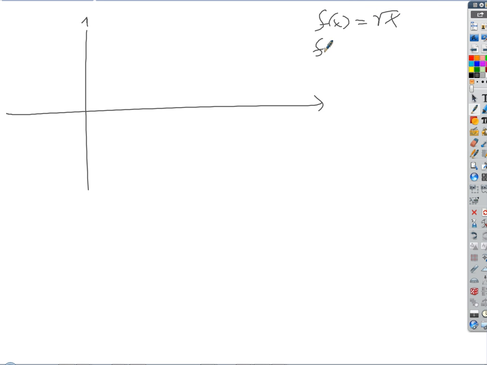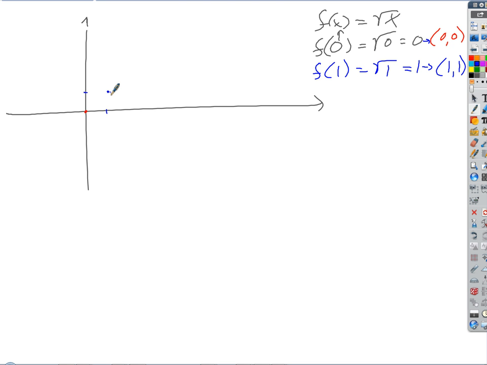What if I put in 0 for x? I get back the y value, which is the square root of 0, which is 0. So that gives us the point x is 0, y is 0, right there. What if I put in 1? I get back the square root of 1, which is 1. So it also goes through the point x equals 1, y equals 1. If I go over 1 and up 1, there it is.